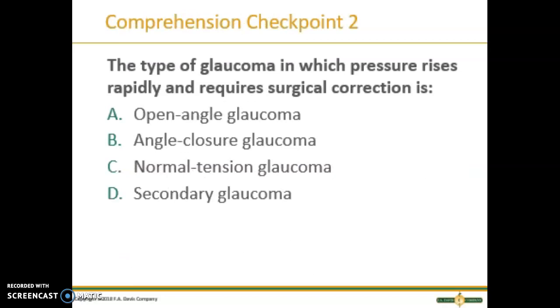So here's comprehension check number 2. The type of glaucoma in which pressure rises rapidly and requires surgical correction is? That is correct. It is B.